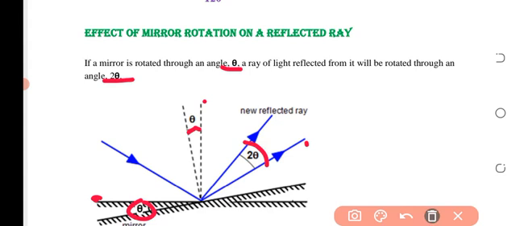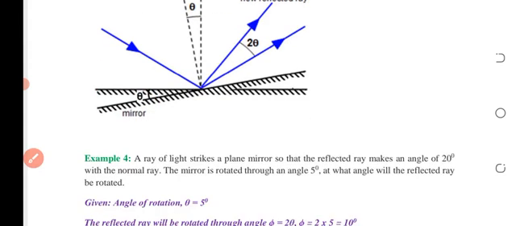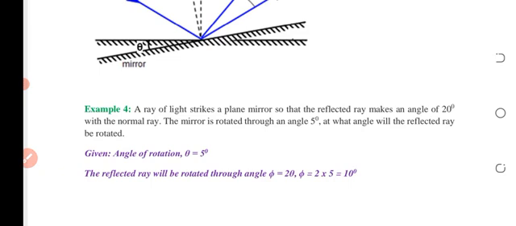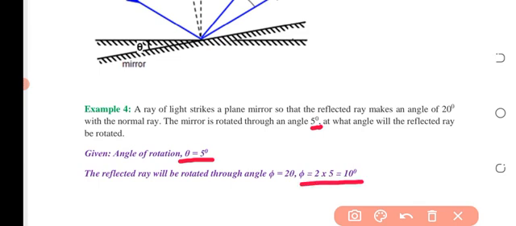Let's see the type of question that we can come across here. Let's consider our last example, which says a ray of light strikes a plane mirror so that the reflected ray makes an angle of 20 degrees with the normal. Now, the mirror is rotated through an angle of 5 degrees. At what angle will the reflected ray be rotated? Now, as we can see from the question, our theta equals 5 degrees. Now, if a mirror is rotated through an angle of 5 degrees, therefore the reflected ray will be rotated through an angle of 2 multiplied by 5, and that will give us 10 degrees.